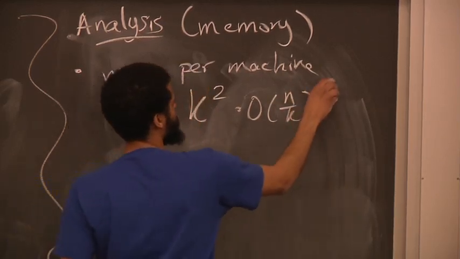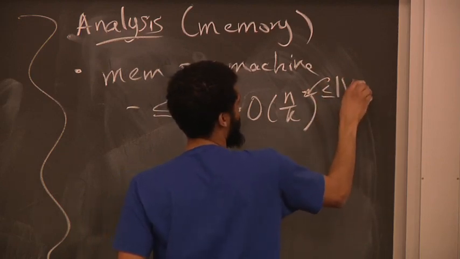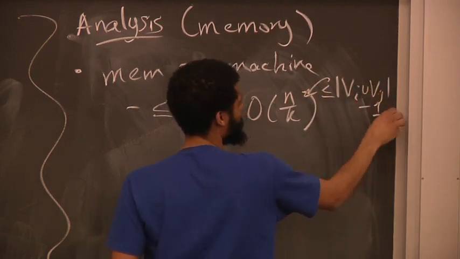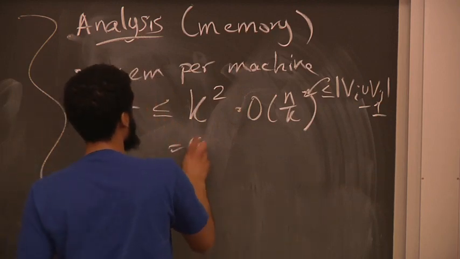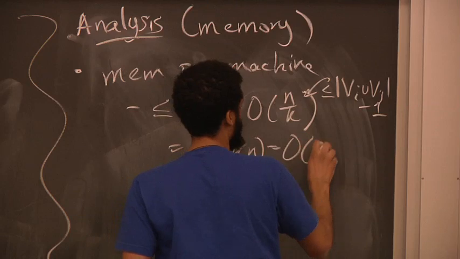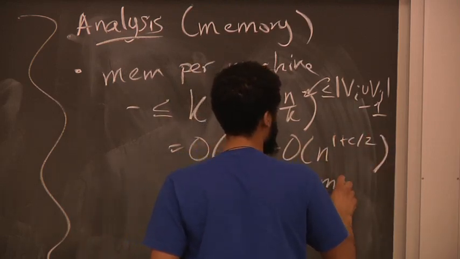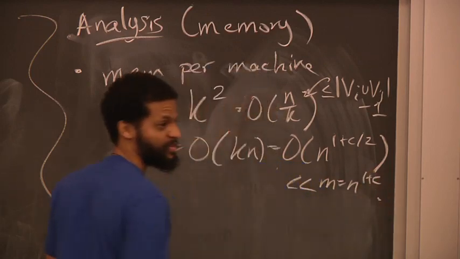This right here is going to be at most the size of Vi union Vj minus 1. And this is big O of kn, which is big O of n to the 1 plus c over 2, which is much less than m, which was n to the 1 plus c. So I'm using truly sublinear memory here.